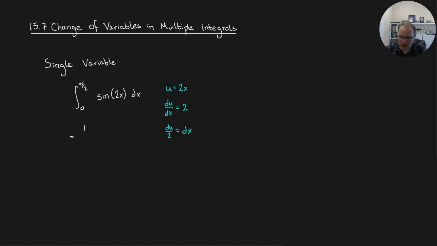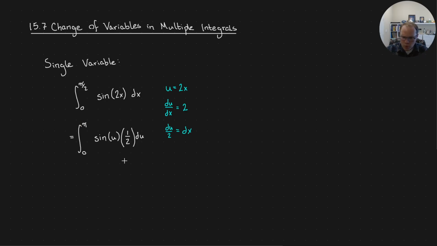And so by making the change of variable from x to u, I'm now integrating, instead of sine of 2x, sine of u, and I have to swap out dx for du over 2, which I will write as 1/2 du. And of course, my limits of integration change. They were from x equals 0 to x equals pi over 2. Now they're from u equals 0 to u equals pi.